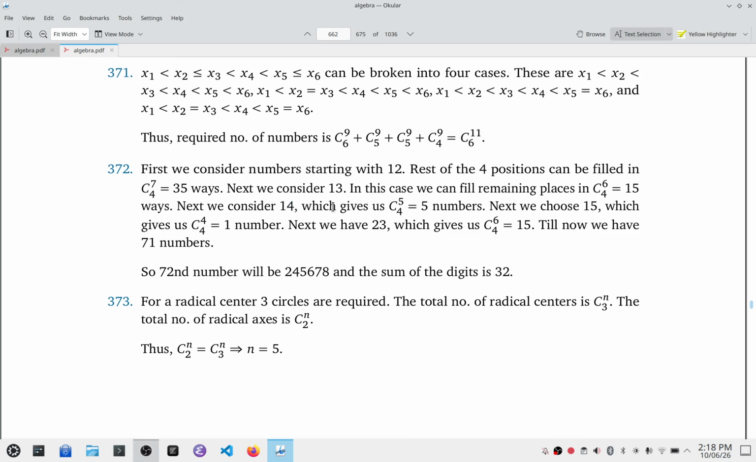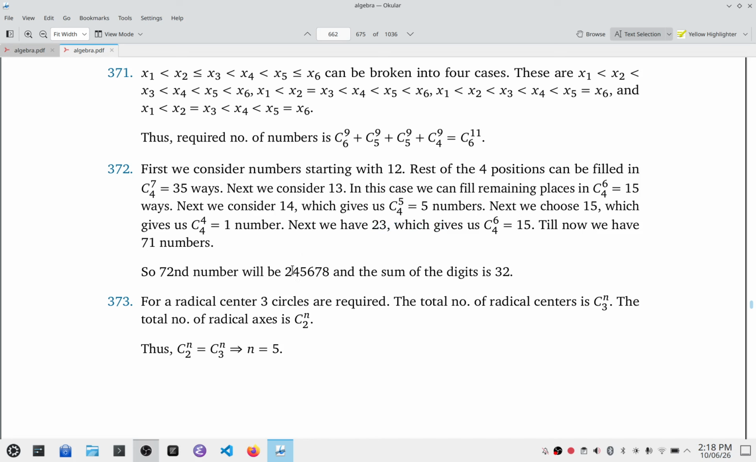So we move on and take the next possible, that is 23. We can't take 22, right? Because both 2's are equal. So we take 23. It will give 6C4, that is 15. So the number of digits would be whatever, we don't care. So till now we have 71 numbers.